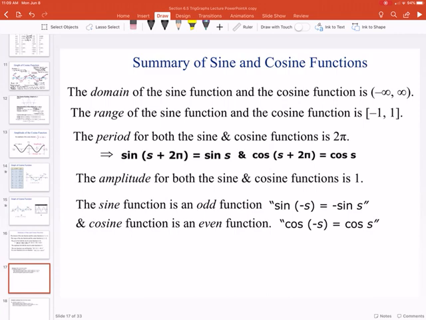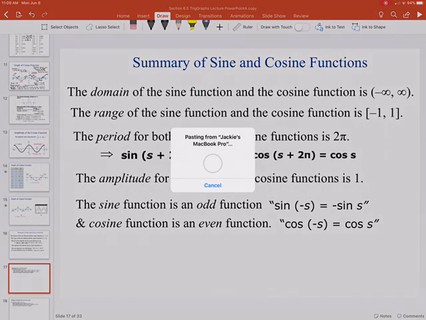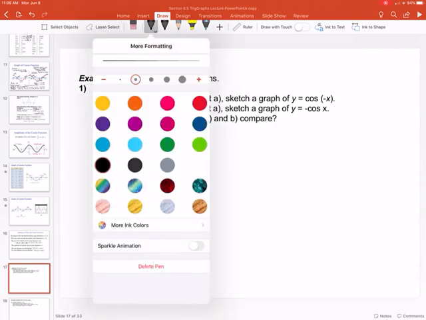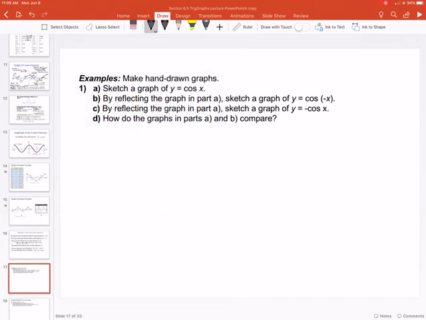All right, so let's go ahead and finish off the sine and cosine with an example. So I want to take a look here at the first example. It says make a hand-drawn graph. Sketch a graph of y equal cosine x. All right, let's go ahead and do that. Let's go ahead and build it.